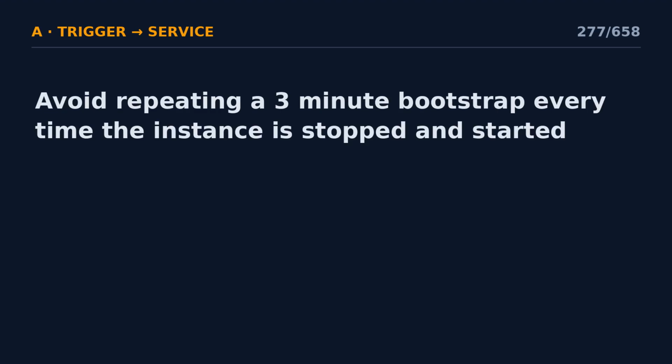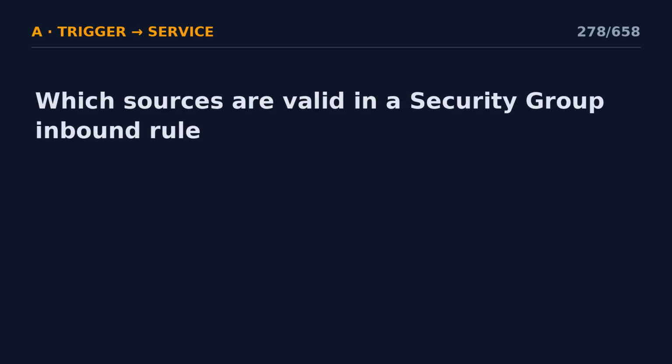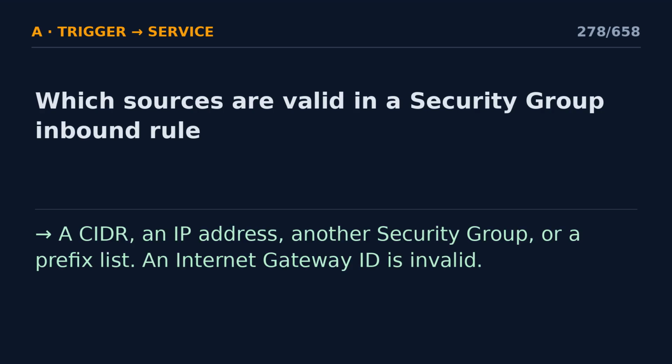Avoid repeating a 3-minute bootstrap every time the instance is stopped and started. Answer: EC2 Hibernate, which preserves the in-memory state across stop and start. Which sources are valid in a security group inbound rule? Answer: a CIDR, an IP address, another security group, or a prefix list. An Internet Gateway ID is invalid.